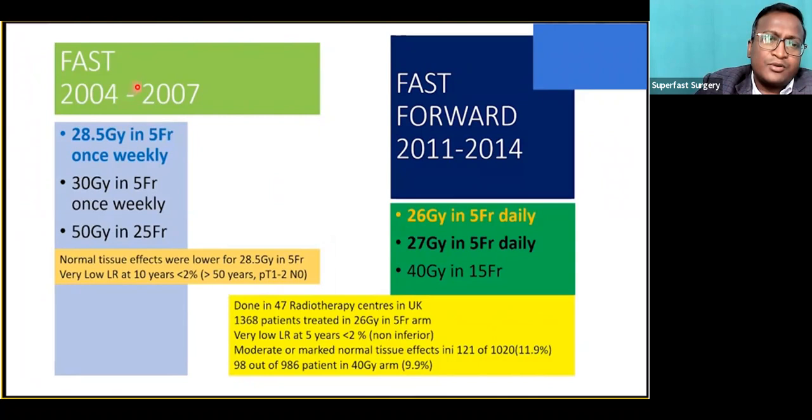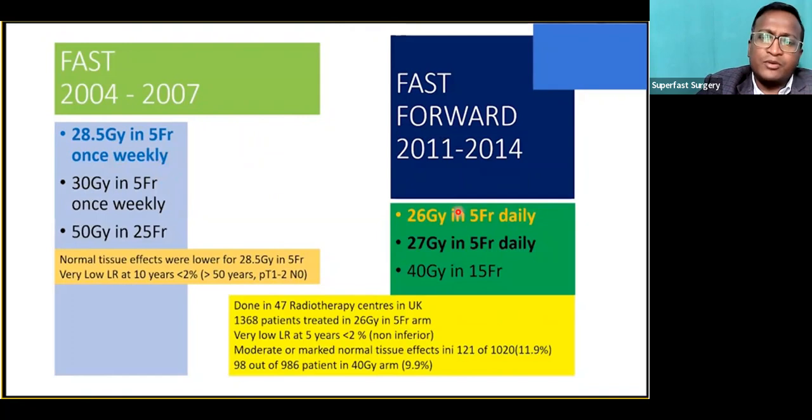Now, the FAST Forward. The RT people were not happy even with 3 weeks of therapy, so they developed the FAST and FAST Forward concept. In FAST, they give only 5 fractions of radiation therapy, once weekly, about four gray per fraction, once a week for 5 weeks. And in FAST Forward they will give it daily, for 5 days.